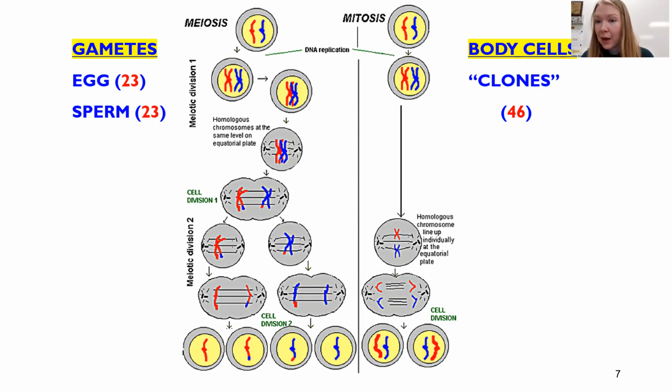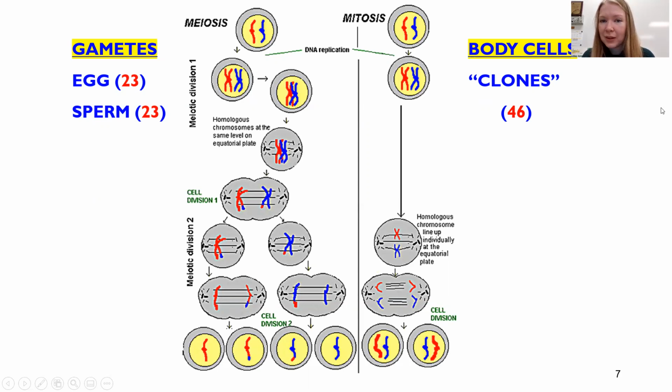Now, remember, other multicellular organisms use this process as well. So it's not always going to be 23 chromosomes. Different organisms have different amounts of chromosomes. Remember, chimpanzees have 24 pairs of chromosomes, and they vary between organisms, right? So just remember that other organisms use this process as well.